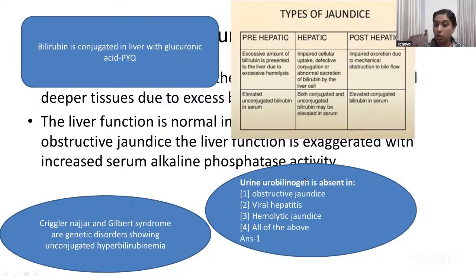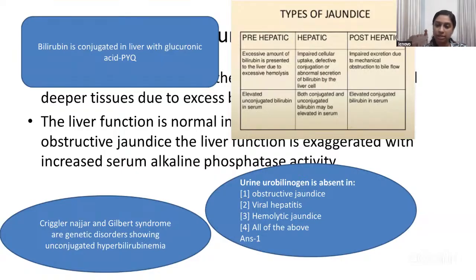Urobilinogen is absent in obstructive jaundice. Okay, I will explain why. So why is it absent in the obstructive type of jaundice? Obstructive means what? Some obstruction is happening in the biliary tract.